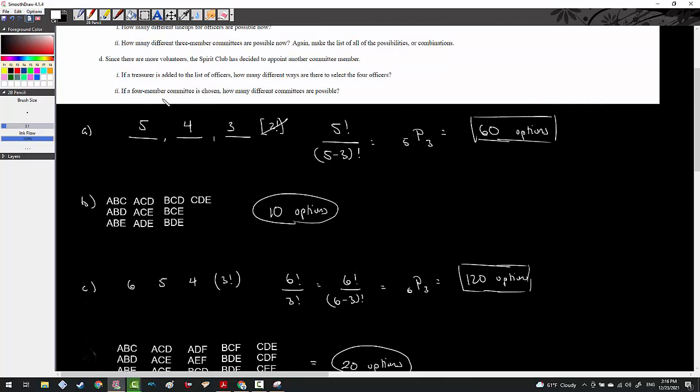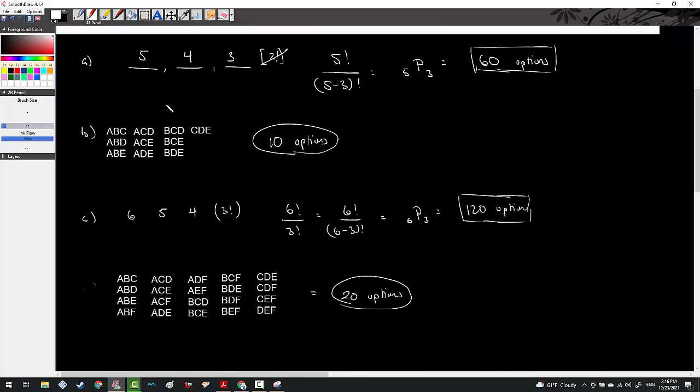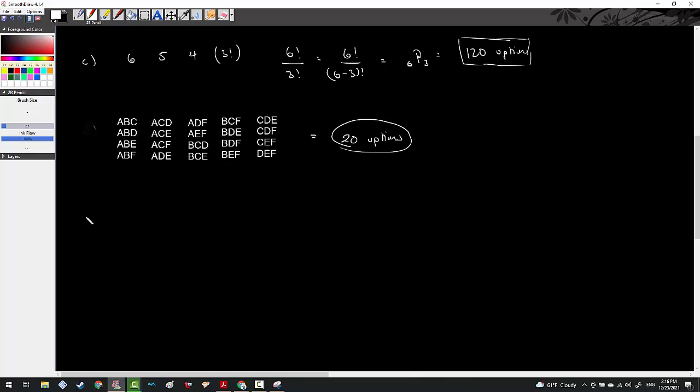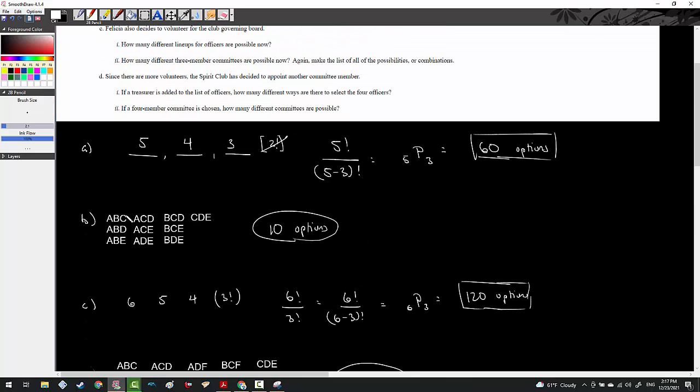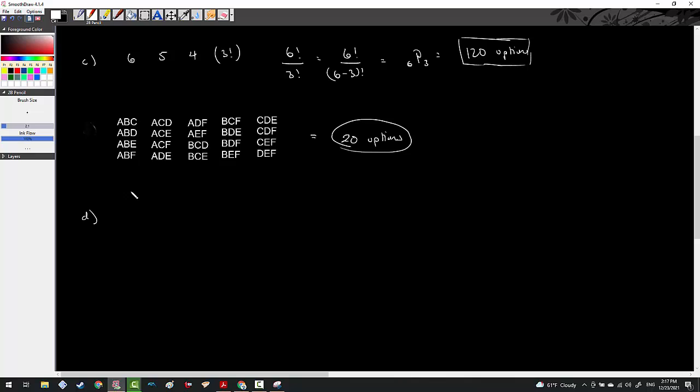In part D, it says, since there are more volunteers, the Spirit Club has decided to appoint another committee member. If a treasurer is added to the list of officers, how many different ways are there to select 4 officers, and then committees? So we've got to do it with a 4-person scenario now. It looks like there are 6 people with 4 different assignments. So 6 permutation 4, which is 6 factorial over 6 minus 4 factorial, which is going to be 360 options.